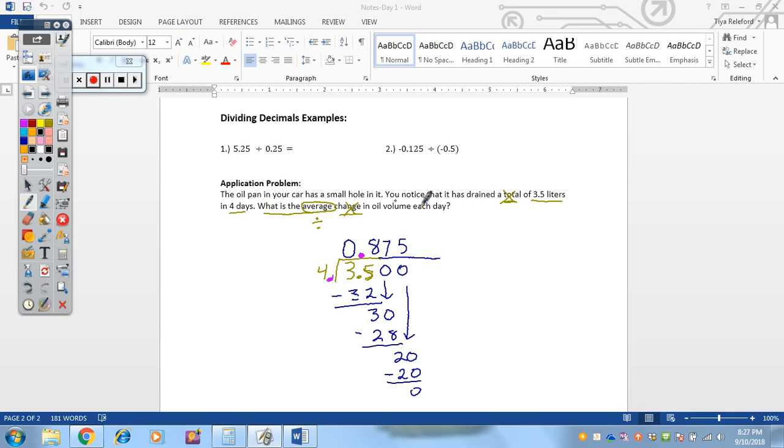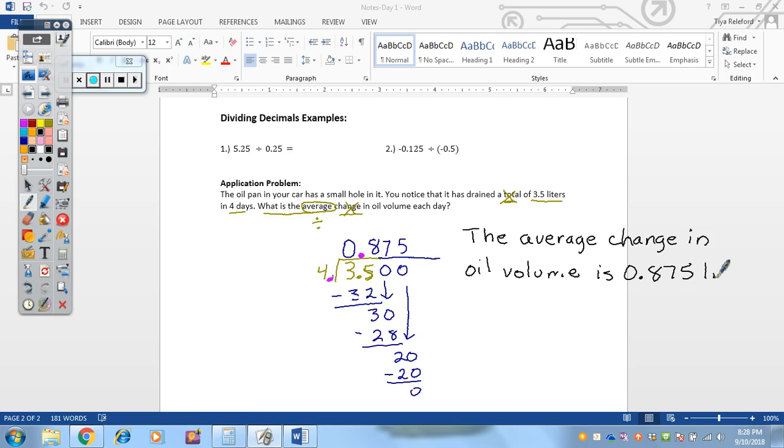So what is the average change in oil volume each day? The average change in oil volume is 0.875 liters each day. And your sentence can look different, that's fine.